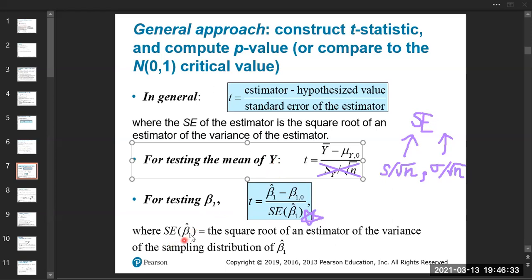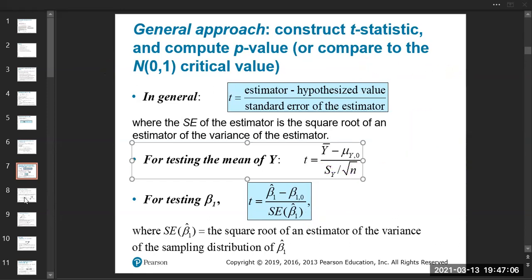The standard error of beta 1 hat is the square root of an estimator of the variance of the sampling distribution of beta 1 hat. So yes, y bar has a distribution and has a standard error. Beta 1 hat also has a distribution and a standard error of its own. All right, this page is quite important. Make sure you understand everything here.